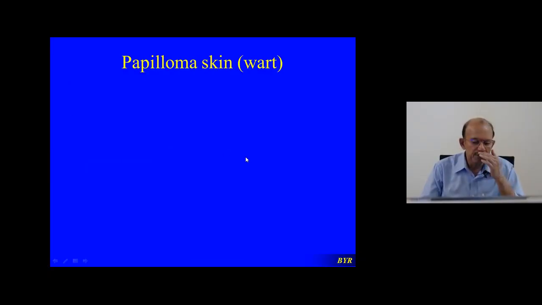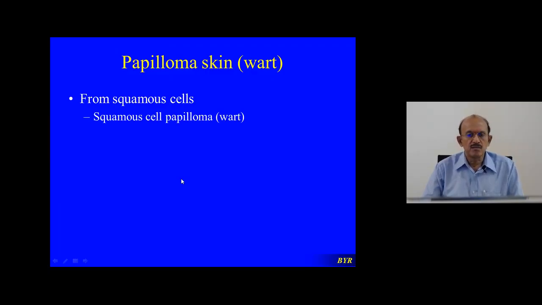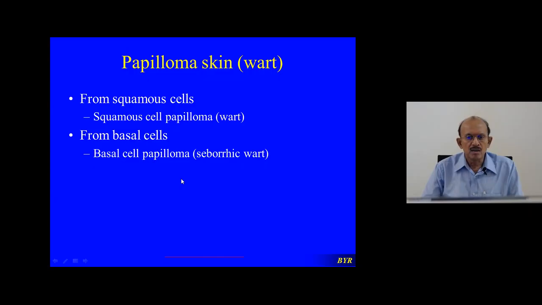So what is the presentation of papilloma of the skin? That is also called the wart. It can be from squamous. In the skin, there are two types of epidermal layers. The outer layer is formed by squamous cells. The deeper layer is formed by the basal cells. For the squamous cells, it is called squamous cell papilloma or common wart. From the basal cell, it is called the basal cell papilloma or seborrheic wart.